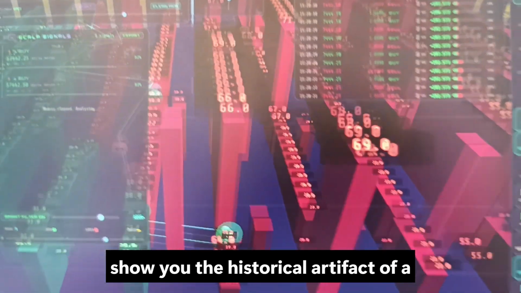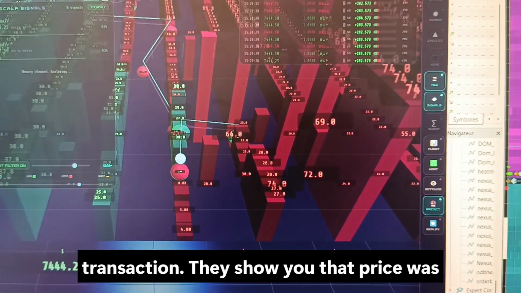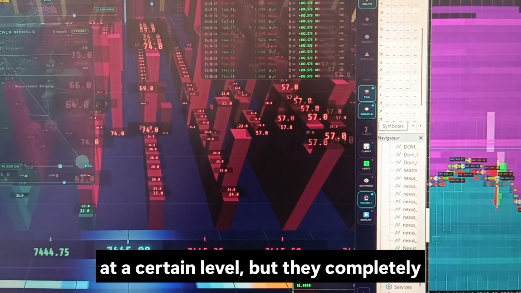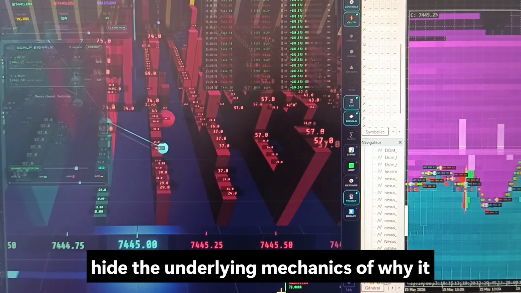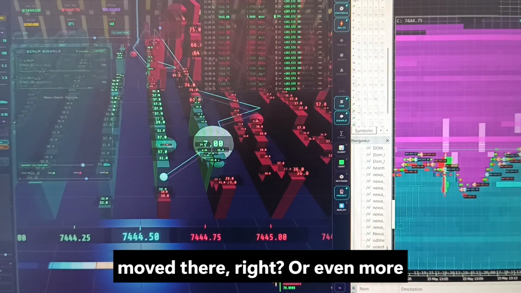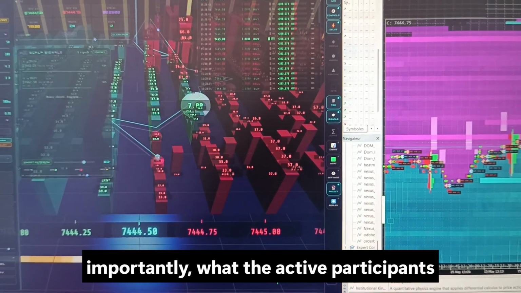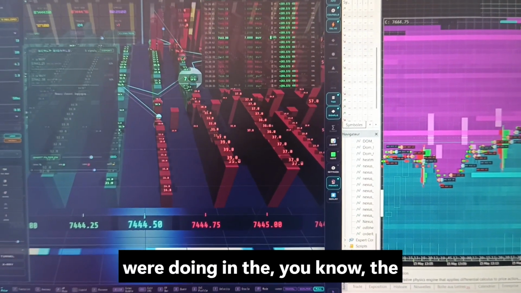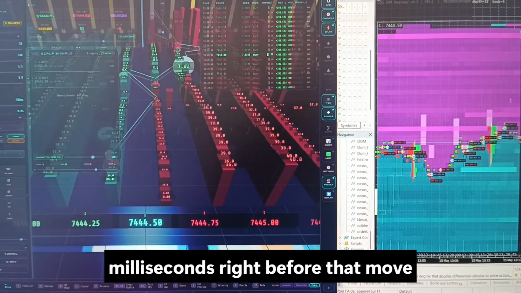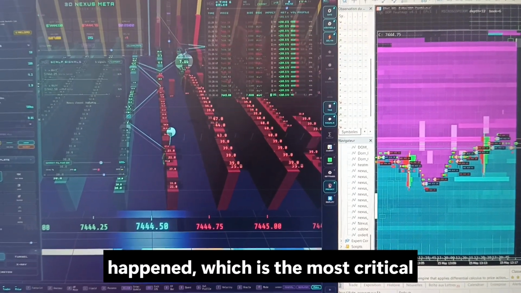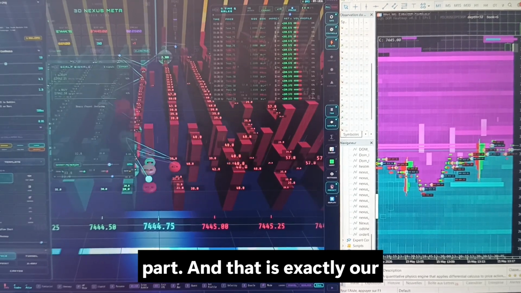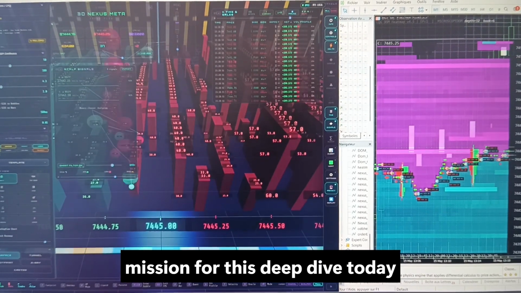Exactly. Traditional charts just show you the historical artifact of a transaction. They show you that price was at a certain level, but they completely hide the underlying mechanics of why it moved there. Right, or even more importantly, what the active participants were doing in the milliseconds right before that move happened. Which is the most critical part.